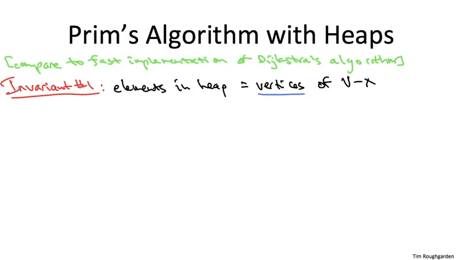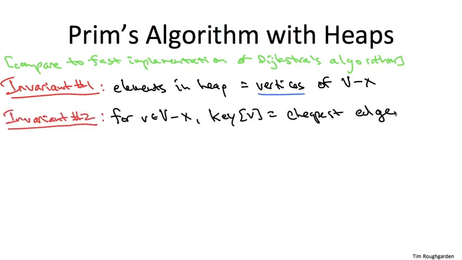The motivation here is that rather than getting on a silver platter the edge to add next to the tree, we're going to get from the heap on a silver platter the vertex that we're next going to add to capital X. So the second invariant tells us what the key values of these vertices in V minus X are supposed to be, and we're going to define them to be the cheapest cost of an edge incident to this vertex that crosses the current frontier.